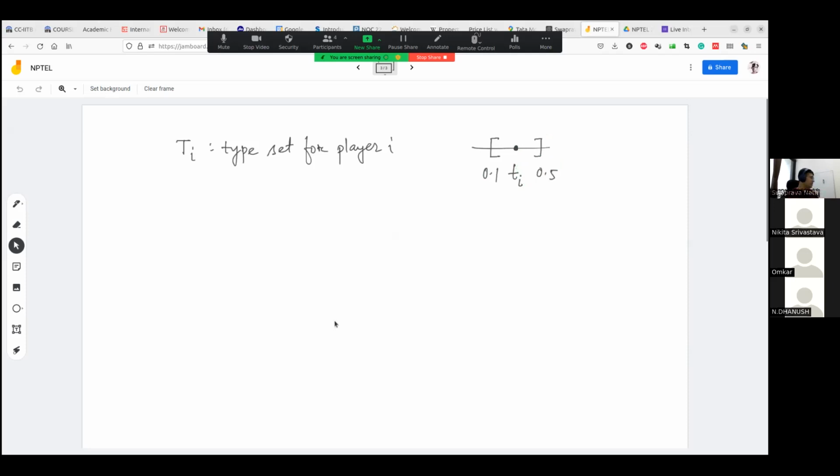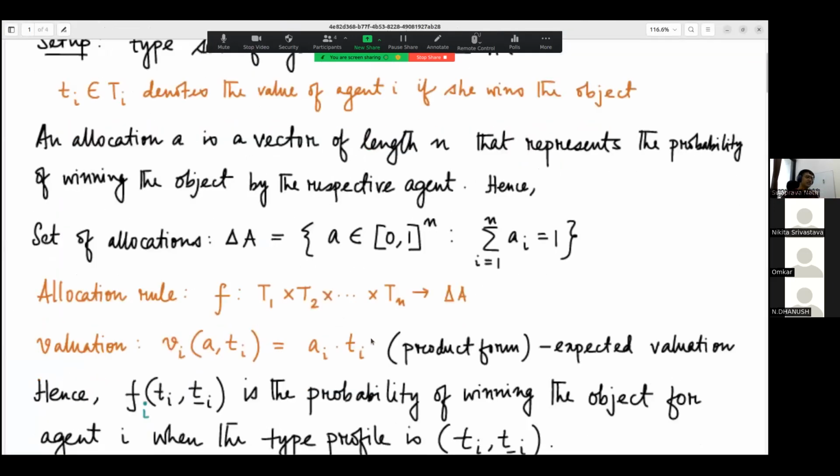Now the setup that it discusses: suppose every agent picks one type. My mouse pointer is also visible, right? Yes, sir, it is. Okay. Once all these agents pick their own types, the allocation rule allocates this item in a randomized fashion, right? Each of these agents has some probability of winning that object. There is only one object, so among this set of agents, we are just picking someone who will get that object.